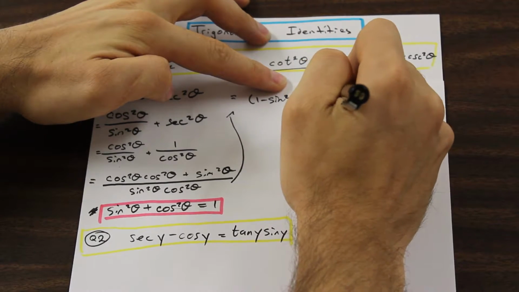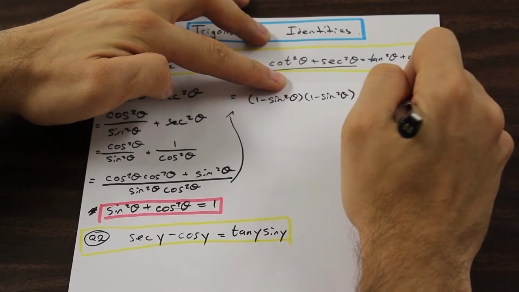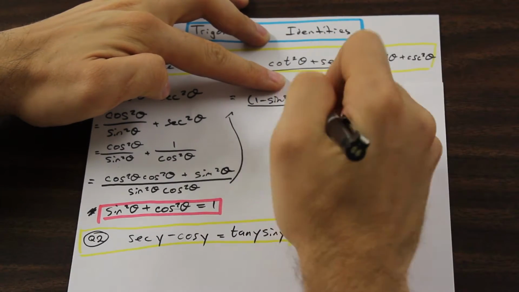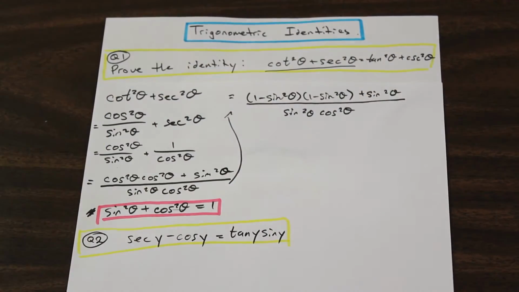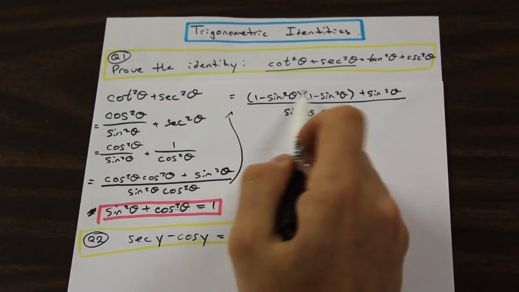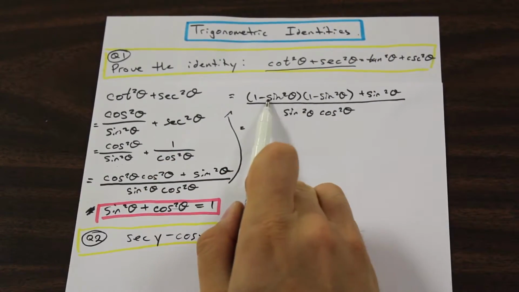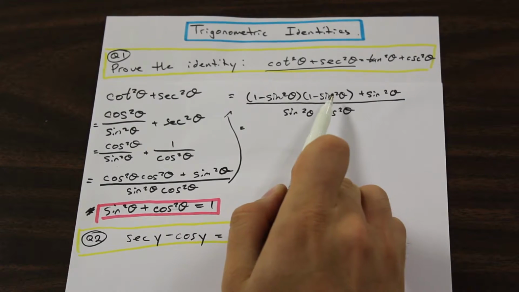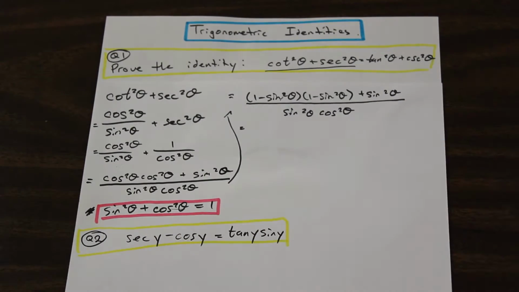1 minus sine squared theta, all right, plus sine squared theta, and that is all going to be over sine squared theta cos squared theta. All right, perfect. So now we're getting somewhere, okay? And well, what can we do here? I would probably just simplify these brackets here. So we have 1, okay, and that's going to be minus 2 sine squared theta, okay, plus sine to the 4th power theta, plus sine squared theta, right? So let's go ahead and simplify that out.